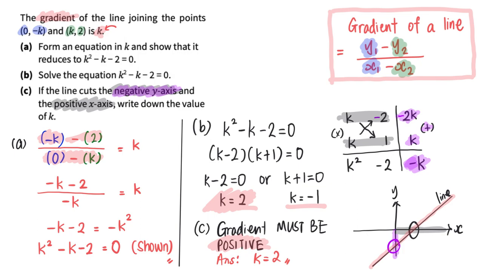So notice how Mr. Tan, when just given information in text, what did Mr. Tan do? Mr. Tan actually made some sketching here, so that it helps me to visualize, and from there I'm able to see visually that the gradient must be a positive gradient, and that leads me to the final answer for part C.